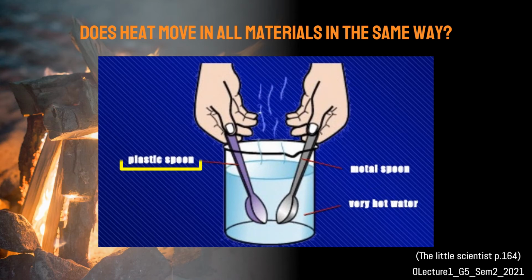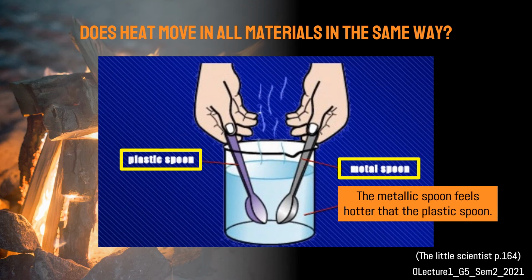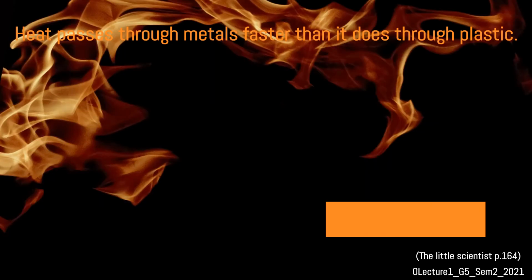Okay, here is the plastic spoon and here is the metal spoon. After 5 minutes, tell me, how does each spoon feel? How does the plastic spoon feel? And how does the metallic spoon feel? After a while, you will notice that the metallic spoon feels hotter than the plastic spoon, since heat passes through metals faster than it does through plastic.